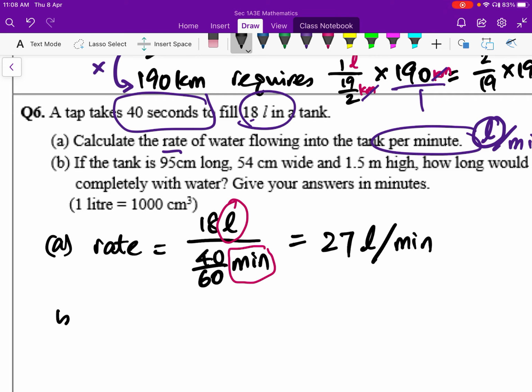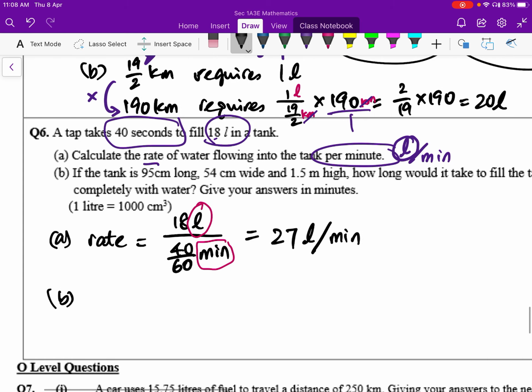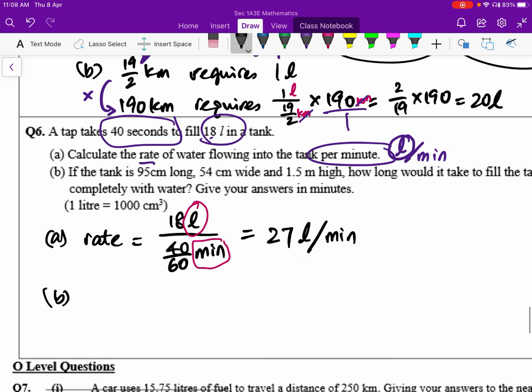Now in part B, they tell us that the tank is 95 centimeters long, 54 centimeters wide, 1.5 meters tall. How long would it take to fill the tank completely with water? So this is a cuboid. Did you all learn how to calculate the volume of a cuboid in primary school? Okay, length, breadth, height. So in this case, length and breadth times height. But you have to be careful. Check the units. 95 cm, 54 cm, 1.5 meters.